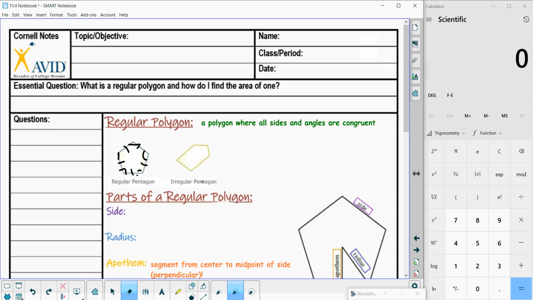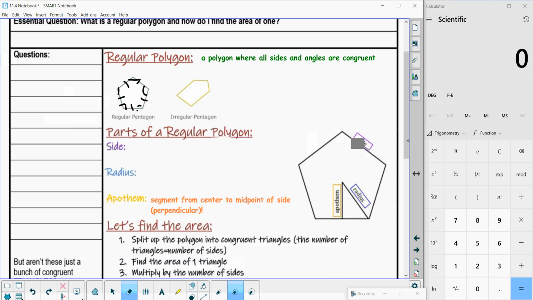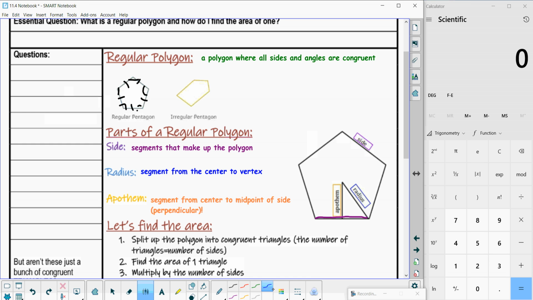All right. Now, parts of a regular polygon. The first thing is a side. It's the segments that make up the polygon. So for example, we have this side here. Okay. I'm going to highlight it in purple. We also have a radius. So it's the segment from the center of the polygon to the vertex. And in this case, the vertex is where our sides intersect. So I'm going to highlight in blue. As you can see, here's an example of a radius here.